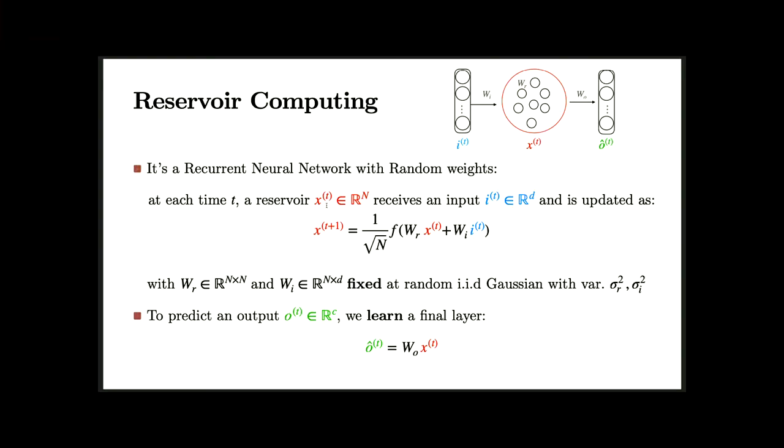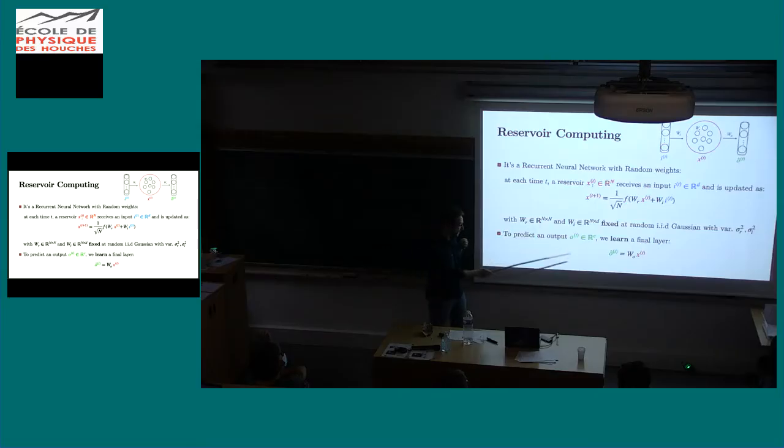And to predict an output, O, we learn a final layer. We learn this layer by linear regression. What's interesting in this algorithm is that you don't have to learn these weights that are random. You just have to learn the linear regression. Whereas in the standard recurrent neural network, you have to learn these weights.